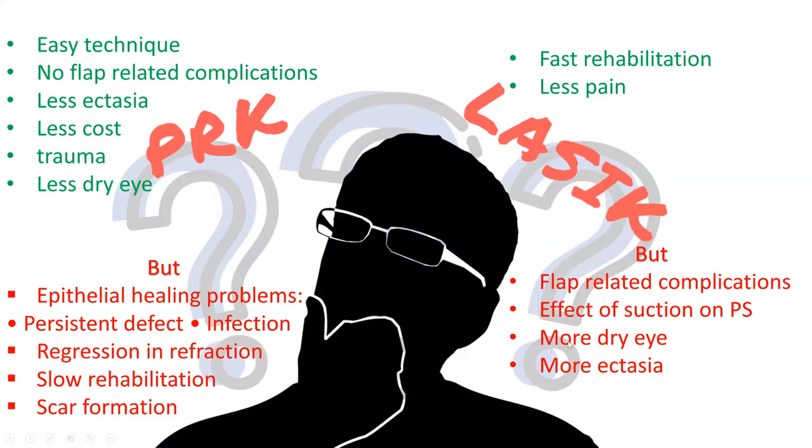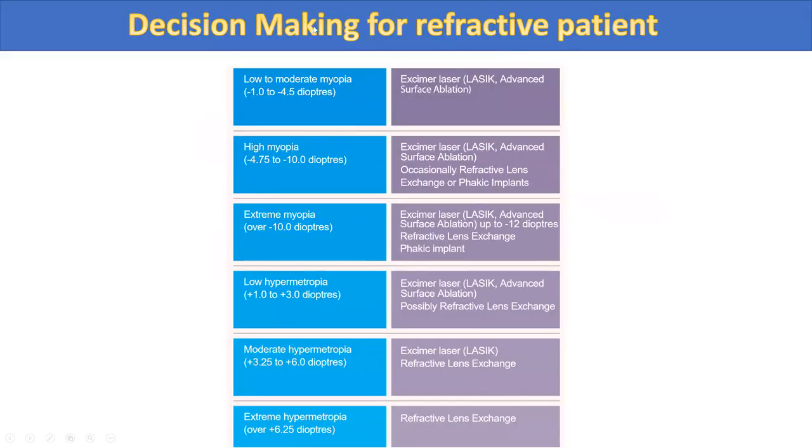LASIK will be associated with more dry eye as you are cutting the corneal nerves, and also with more ectasia because it will cause more disturbance to corneal biomechanics. So to summarize, what will be the decision making for a patient with refractive errors?